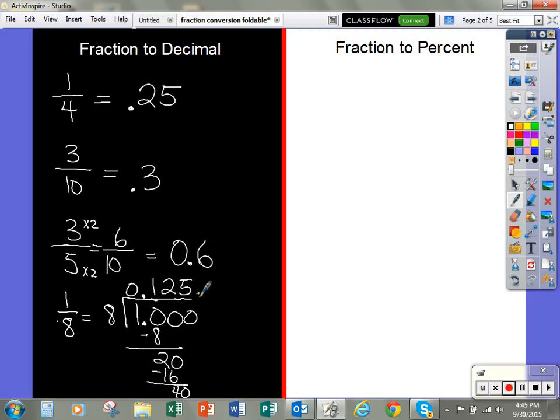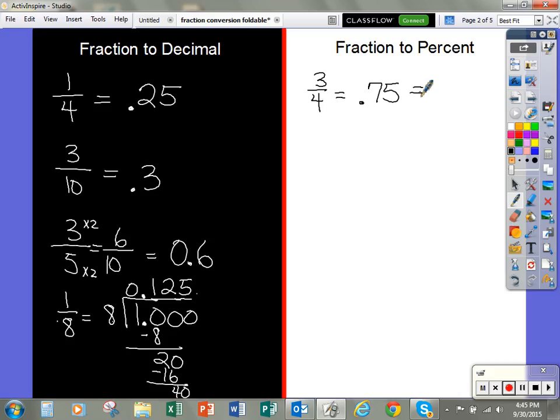Now, to go from fraction to percent, you have to actually go through a decimal, just like we learned on this side. You cannot go directly from a fraction to a percent. So if you have the fraction 3/4, you're going to turn that into 0.75 and then convert that into a percent.